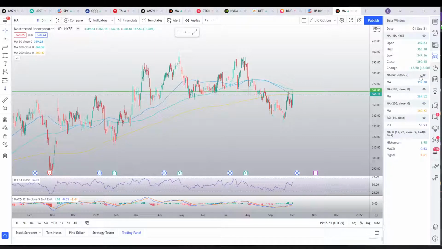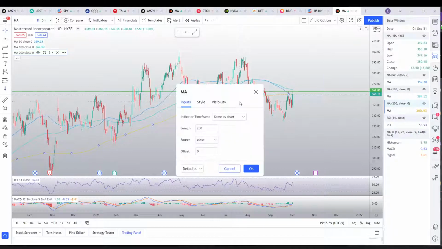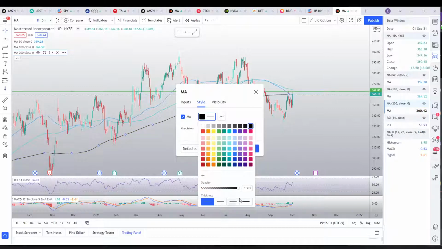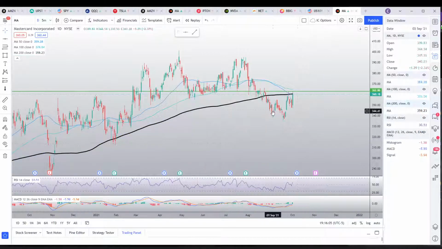If you don't, it's not clear? Sorry? The lines are not very clear, especially the yellow one. Please. Let me see if I can make it darker. How's that? Better? Yeah, very good. Okay. So this black one is your 200.